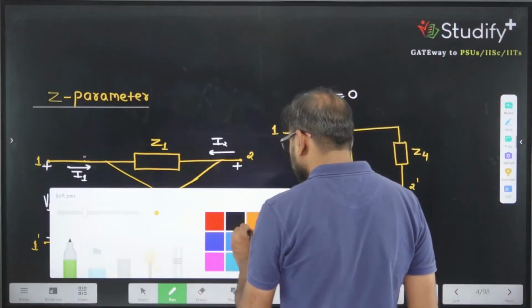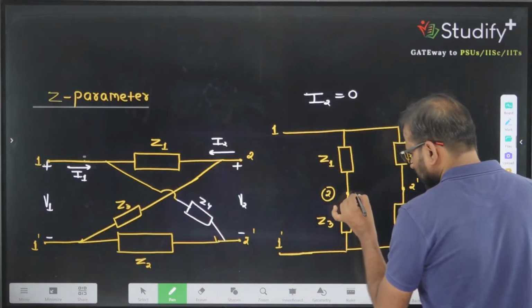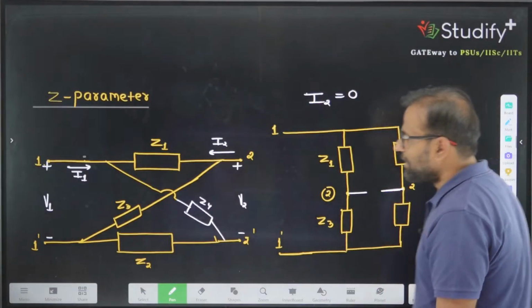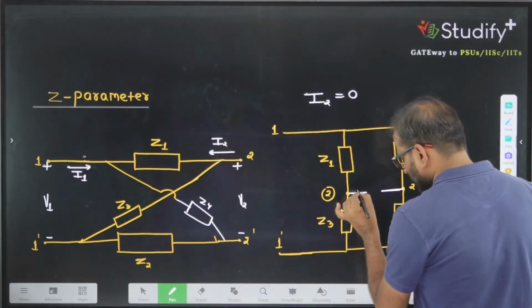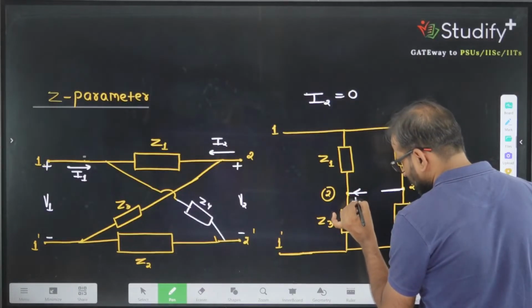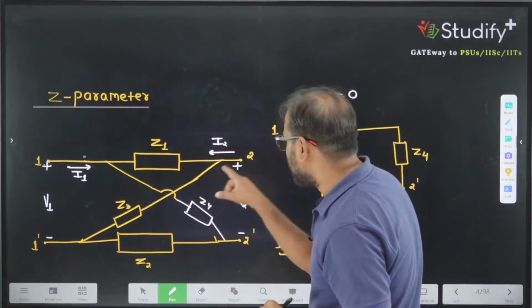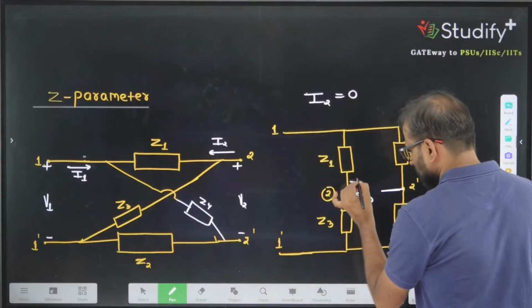What else is given? We are making current I2 equal to 0. So you can make this current equal to 0. The current going inside, I2, is equivalent to 0. So this current is 0.